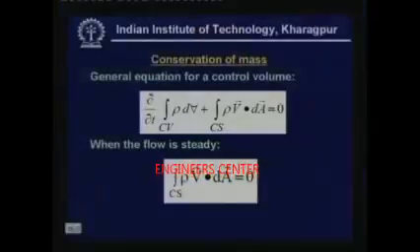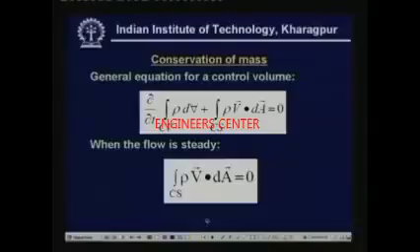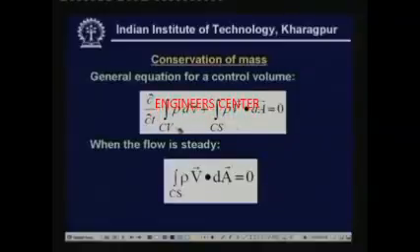Now, this equation shows the conservation of mass. As the name implies, conservation of mass in simple terms is that mass can be neither created nor destroyed. Just like energy, you cannot create mass nor can you destroy mass. So, if you apply this conservation of mass to a control volume, then you get an equation of this form. As you can see in this equation, you have two terms.